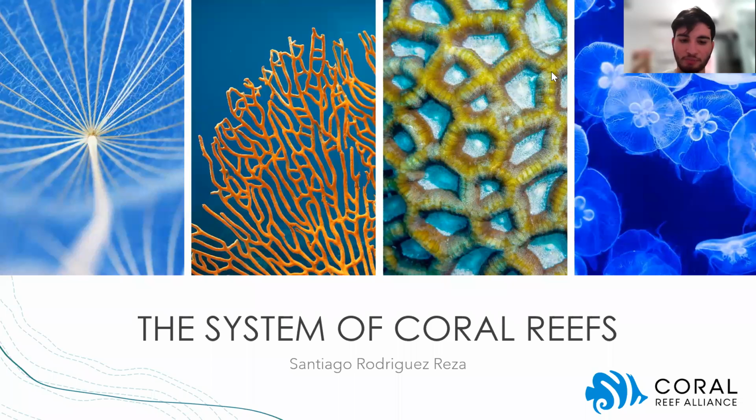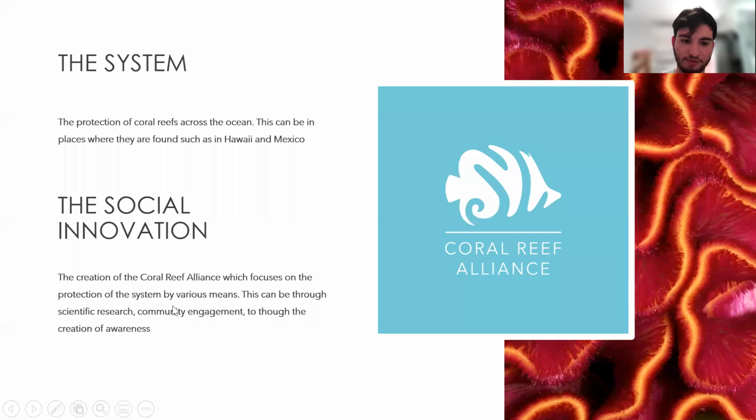Hello, today I'm going to present the system of coral reefs and how they connect with the Coral Reef Alliance. The system, as I mentioned, is the coral reefs across the ocean and how they're protected in places such as Hawaii, Mexico, Australia, etc., as well as the social innovation, which is the implementation of the Coral Reef Alliance, a foundation that focuses on protection by various means such as scientific research, as well as creating community engagement through education or training teams.